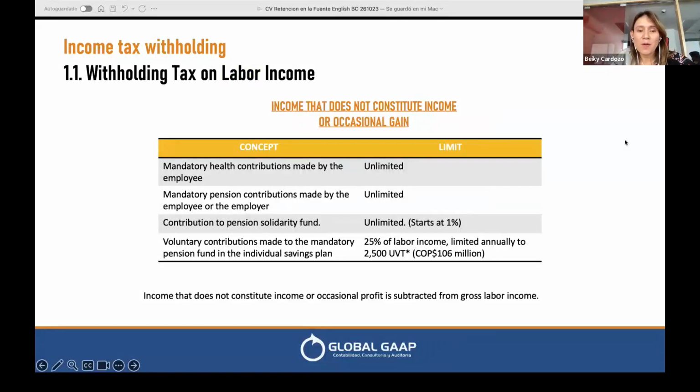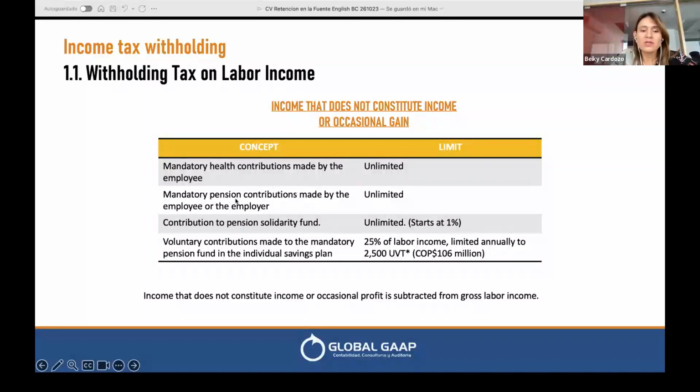Okay, so here we have the long name that I said, which is the first bracket, income tax that does not constitute income or occasional gain. What we really want to focus on is that for the voluntary contributions to the pension, there is a limit, and that limit is 24% of the income tax, which is 106 million. And as I said, it is very important not to plan this individually. It could be a plan for your company, so that's why it's important to have an expert advising you on the company in this regard.